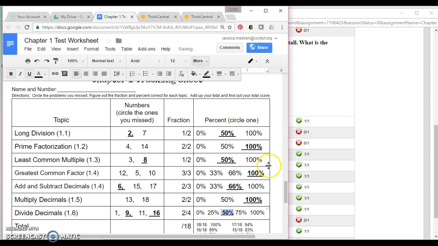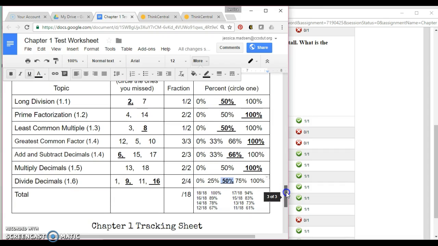So the reason I have you do this is so you can see where you could use some more work. I don't need any more with prime factoring, greatest common factor, or multiplying decimals. Definitely could use some more work with dividing decimals, and long division, LCM, and add and subtract decimals. I could use a little bit of work, but it looks like the majority of my work, I really need to work on that dividing decimals.